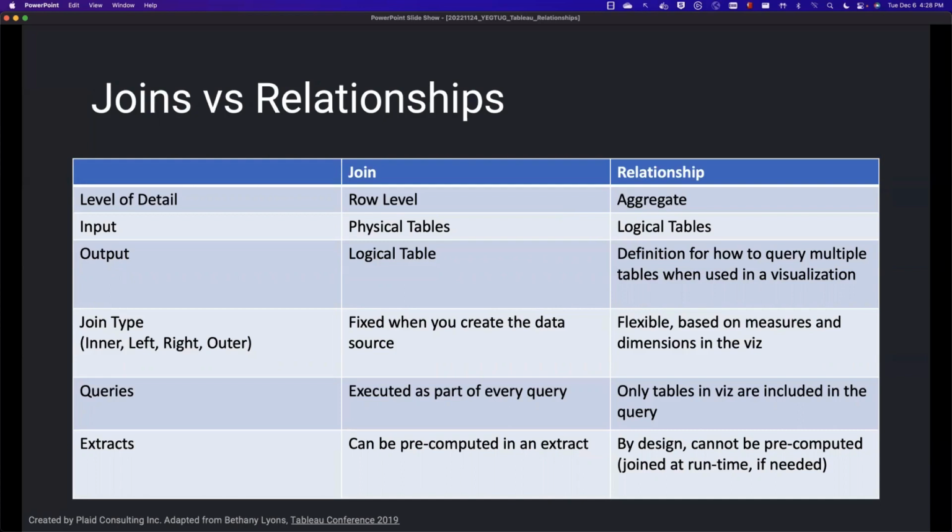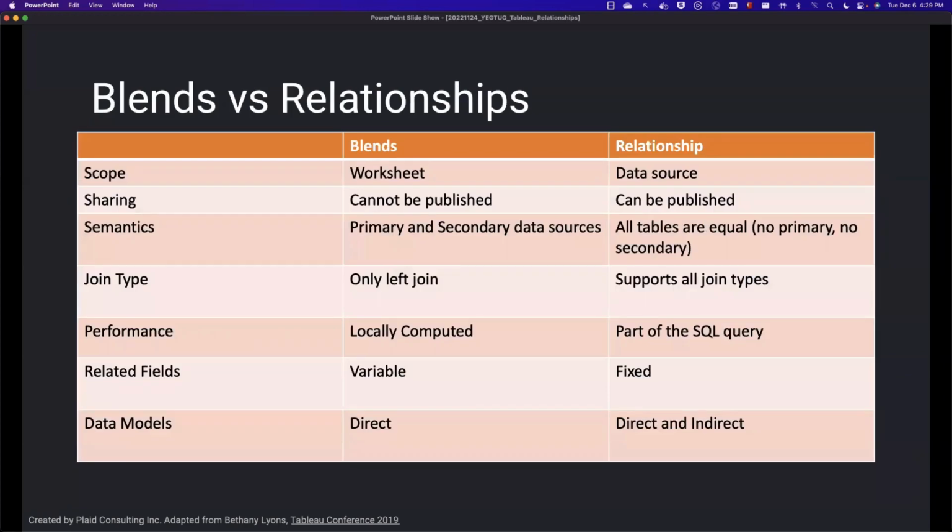In terms of the queries themselves, with a live connection at any rate, only the tables that are used in the visualization are included in the query. If it's an extract, the same principle applies, but you're querying your extracted tables instead of your live tables. Extracts themselves aren't pre-computed and are joined at runtime, but the data itself is pulled into an extract.